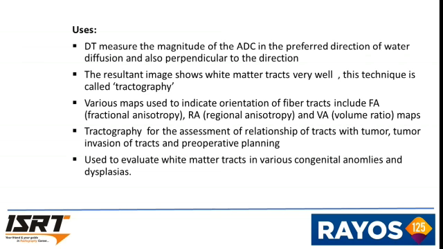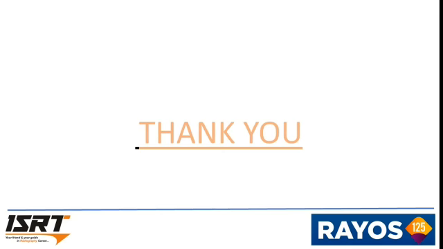Uses. Diffusion tensor imaging measures the magnitude of the ADC in the preferred direction of water diffusion and also perpendicular to that direction. The resultant image shows white matter tracts very well. This technique is called tractography. Various maps used to indicate orientation of the fiber tracts include fractional anisotropy, relative anisotropy, and volume ratio maps. Tractography is used for assessment of the relationship of tracts with the tumor, invasion of tracts, and preoperative planning. Diffusion tensor imaging is used to evaluate white matter tracts in various congenital anomalies and dysplasias. Thank you all for listening to this presentation.